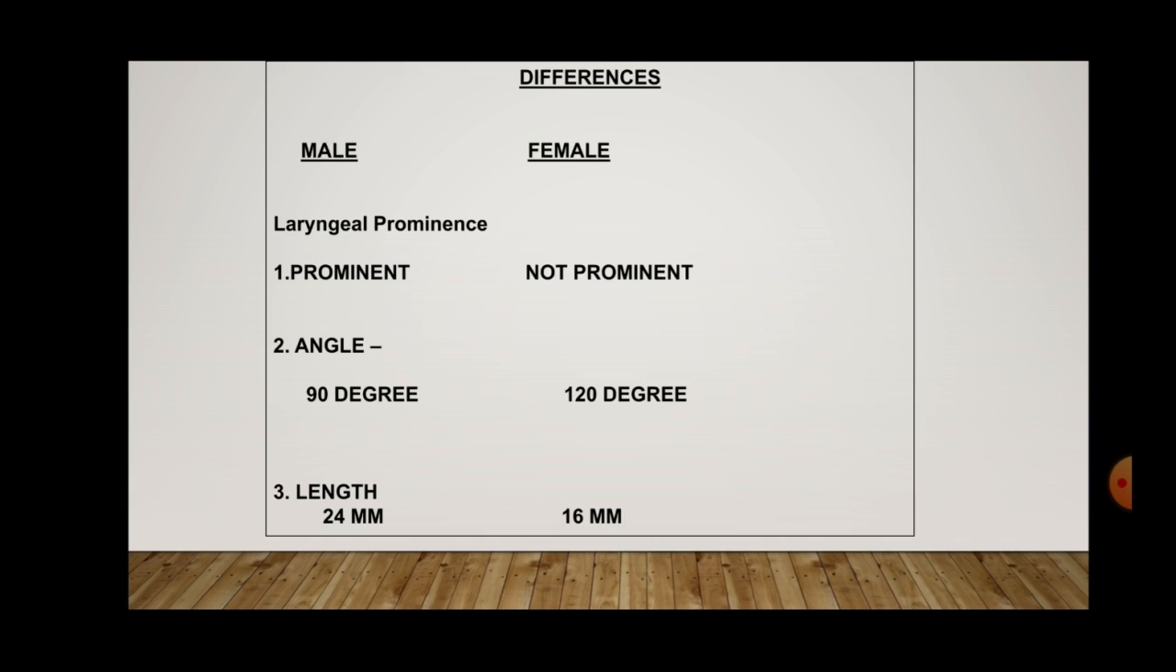this is 90 degrees in male and 120 degrees in females. That is the angle between the thyroid laminae, and the length of the vocal cord is 24 millimeter in male and 16 millimeter in female. Because of these differences in the anatomy, the voice is low pitched in male and high pitched in females.